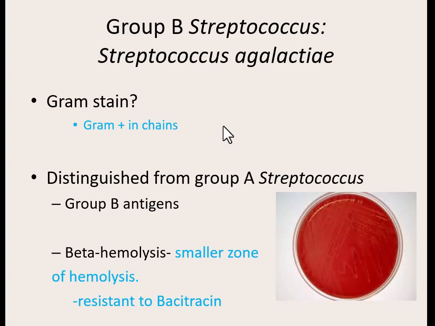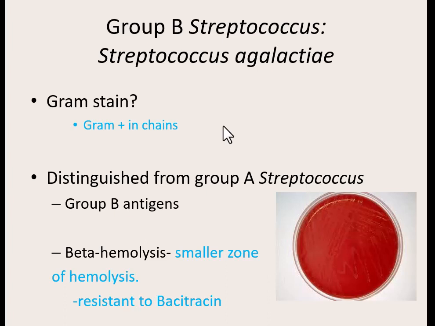group B of Streptococcus bacteria. So it's still a Streptococcus. Again, it's just not a group A Streptococcus bacteria. It has B antigens on it. When we gram stain it, it's still gram positive. Everything in this entire lecture today is gram positive. It likes to hang out usually in chains.